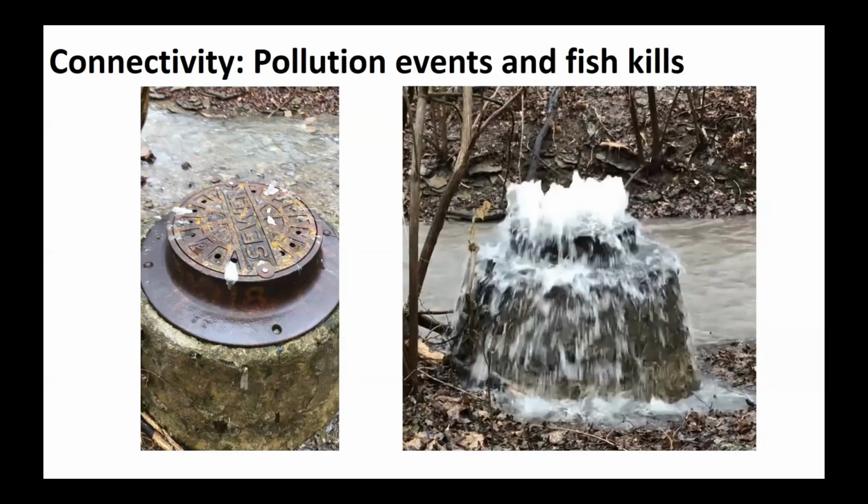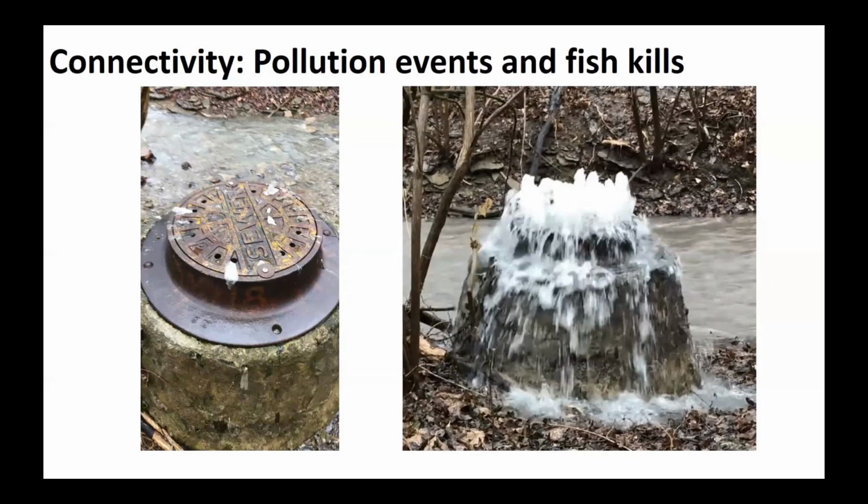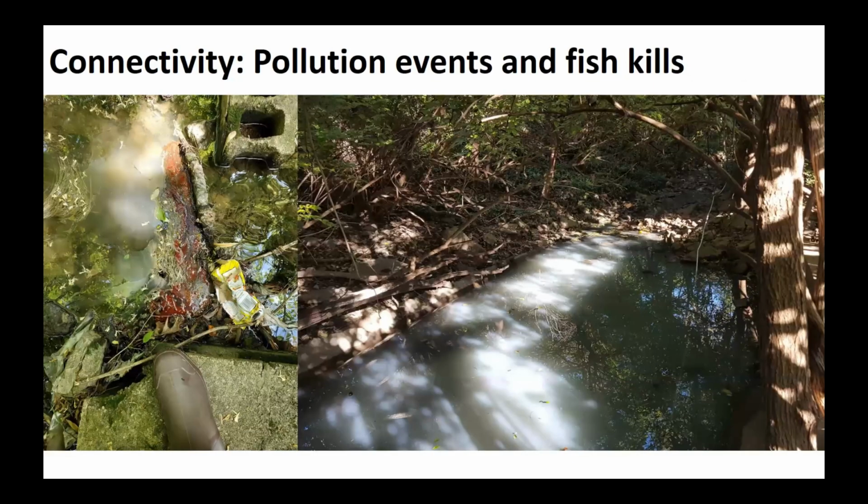But one thing that we were a little surprised about is that a lot of pollution actually also occurs during very low flows. And these may be even more impactful to the fish community because it's happening when there's really no dilution occurring. And over the course of our work, we saw at least 4 or 5 major pollution events in a small stream up near Blue Ash.